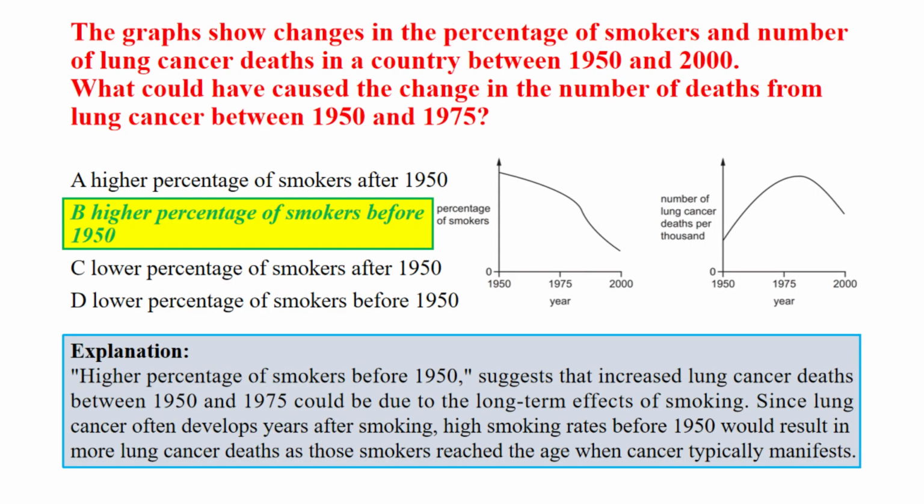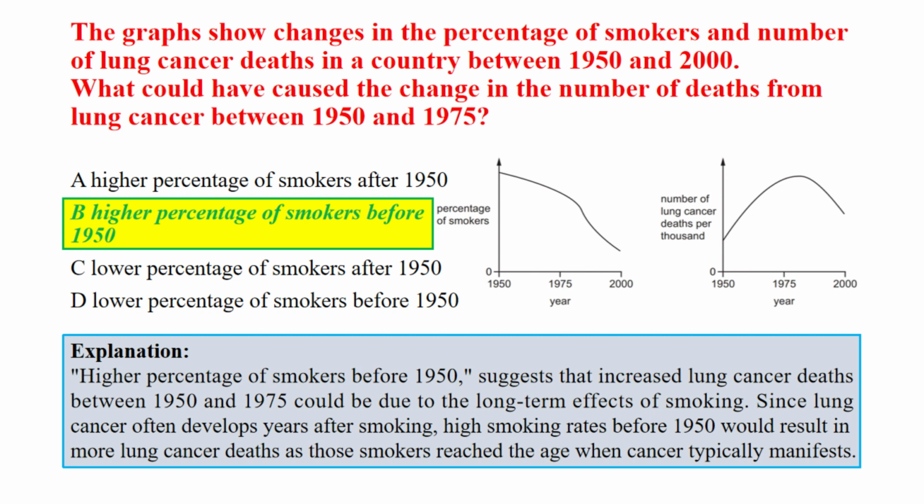In this question, we are analyzing the relationship between smoking rates and lung cancer deaths from 1950 to 2000. The question is, what could have caused the change in the number of deaths from lung cancer between 1950 and 1975? Options. A. Higher percentage of smokers after 1950. B. Higher percentage of smokers before 1950. C. Lower percentage of smokers after 1950. D. Lower percentage of smokers before 1950.